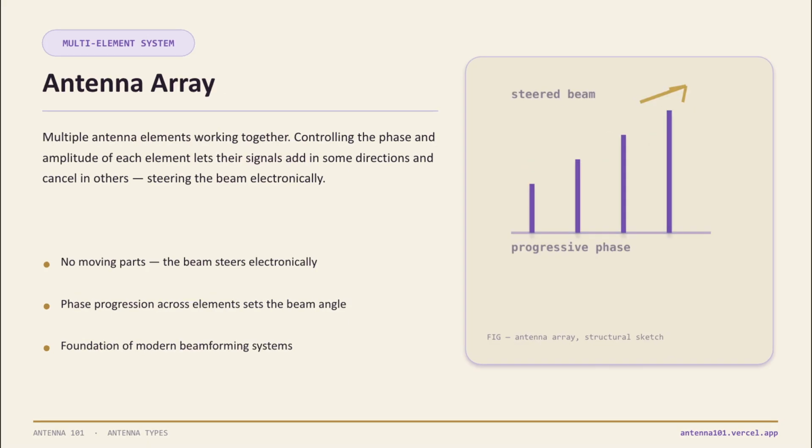A tuner array. A tuner array is made up of multiple tuner elements that work together by controlling the phase and amplitude of each element. Their signals can add together in some directions and cancel each other in others. This allows the tuner to shape or steer the beam electrically without physically moving the tuner.